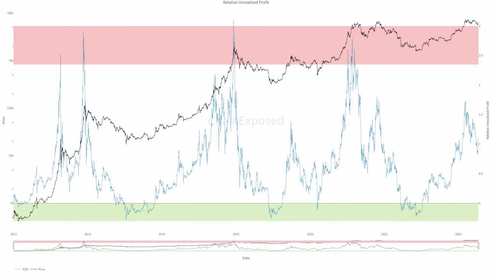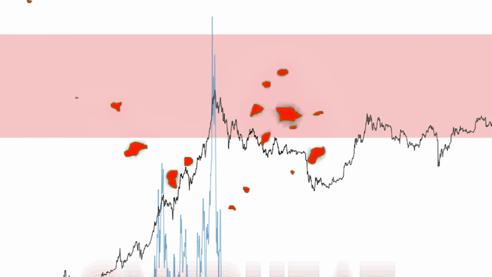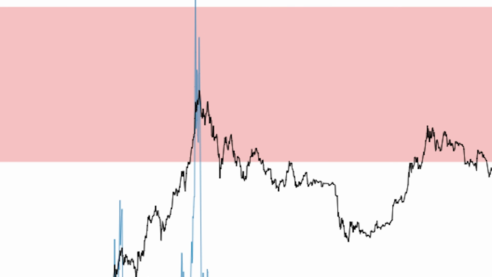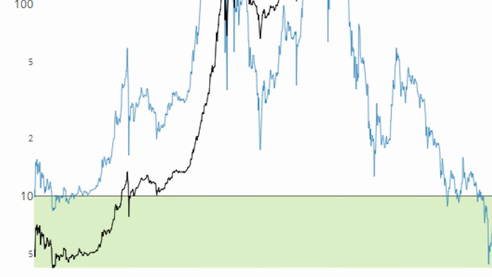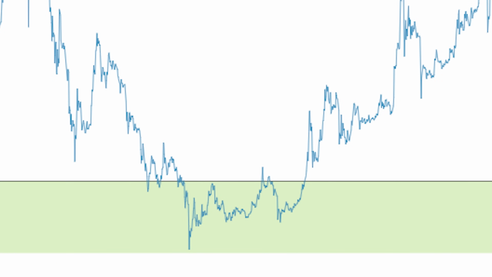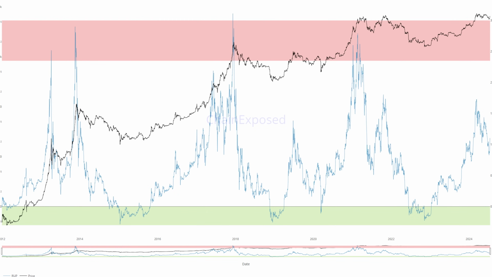The same idea applies to selling. This red box is called the overheat zone, where most traders are at a net profit. And just look how accurate this chart has been over the time. Price comes to this green zone, it goes up, comes to the red zone, goes down. Price comes to the green zone, goes up, goes to the red zone, goes down. And as you can see, it repeats this process multiple times.